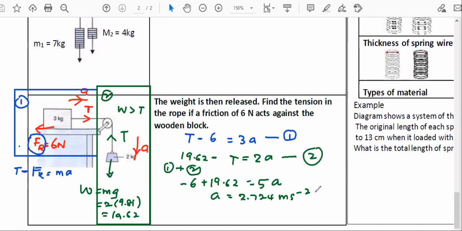Yes. Then again, substitute A into equation 1, okay? Then you have what? T equals 3 times 2.724 plus 6, correct? Yes.